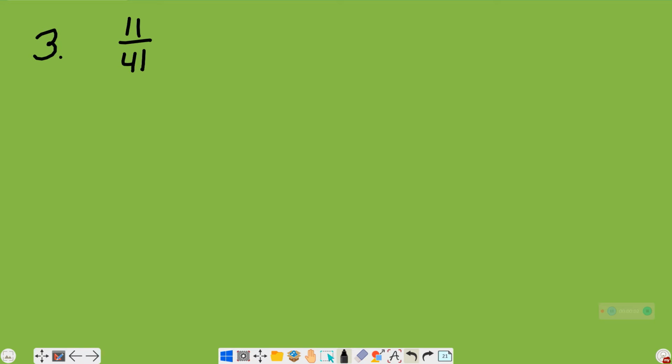Find the decimal expansion of 11 over 41 to at least 5 digits without using long division. Well, 11 over 41 we know is less than 1, so it's between 0 and 1, which means we start with a 0 as our whole number. Now we've got to figure out the tenths place.